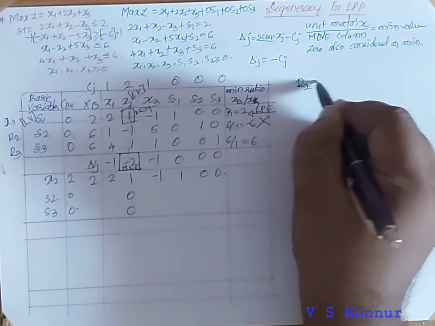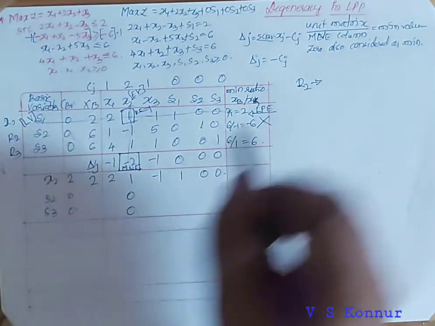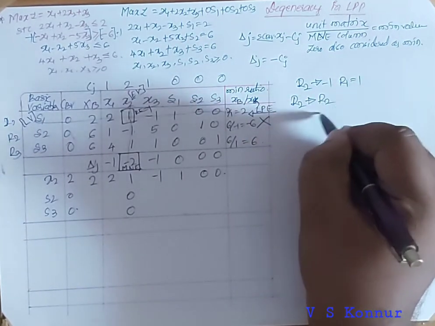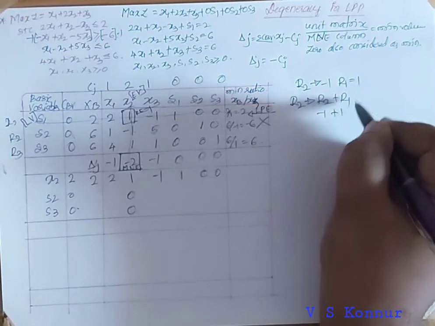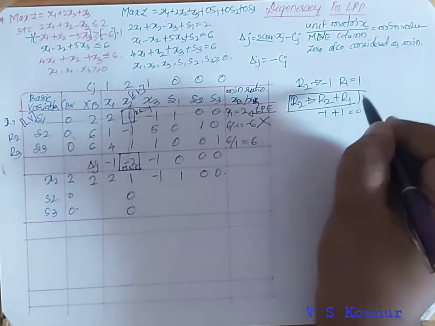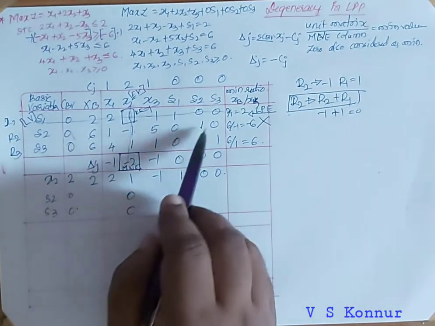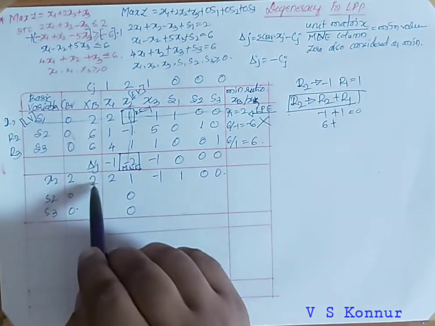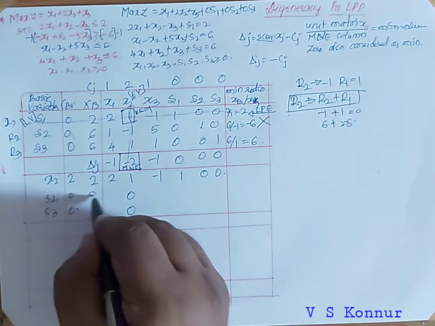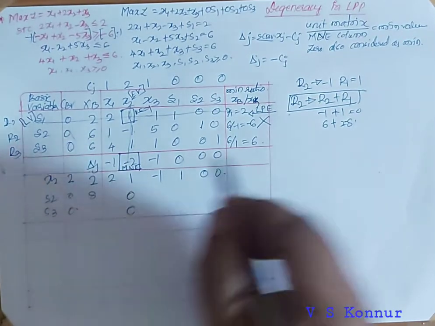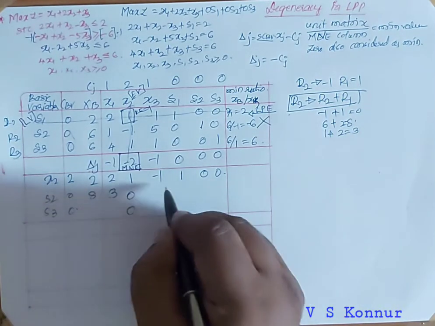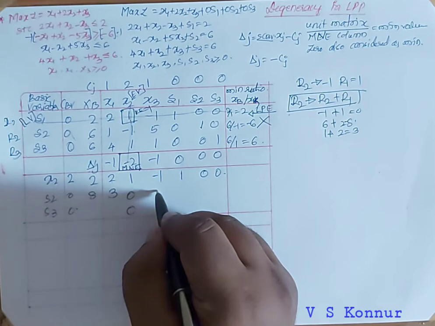For R2 I will write the equation. R2 is having minus 1 and R1 is having 1, so R2 plus R1 is equal to 0. This is how you have to write the equation. This equation is applied throughout the row. Now one I will explain: 6 plus 2, 8. The same way 1 plus 2, 3. The same we have to apply. We will get 4, 1, 1, 0.